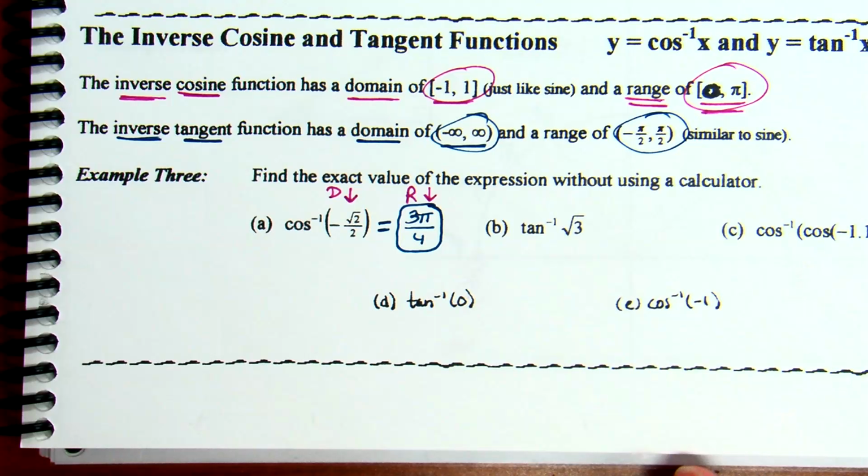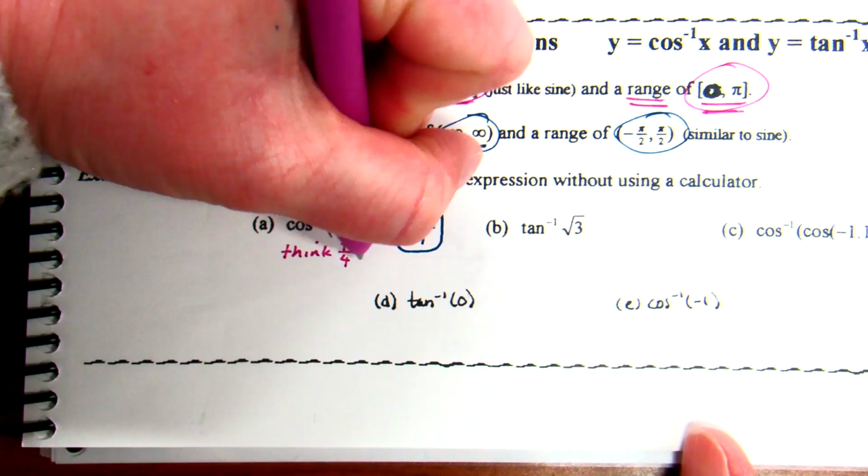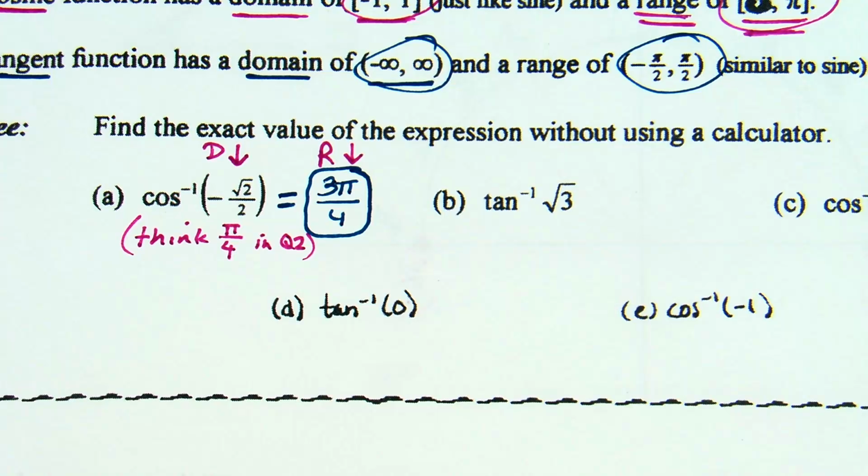And I will say, if you want, we had to think pi over 4, but in quadrant 2. If you want to make a note to yourself, that would be my suggestion of a note: we had to think pi over 4, but in quadrant 2. Questions if you have them. Otherwise, move to B when you're ready and start thinking about that.